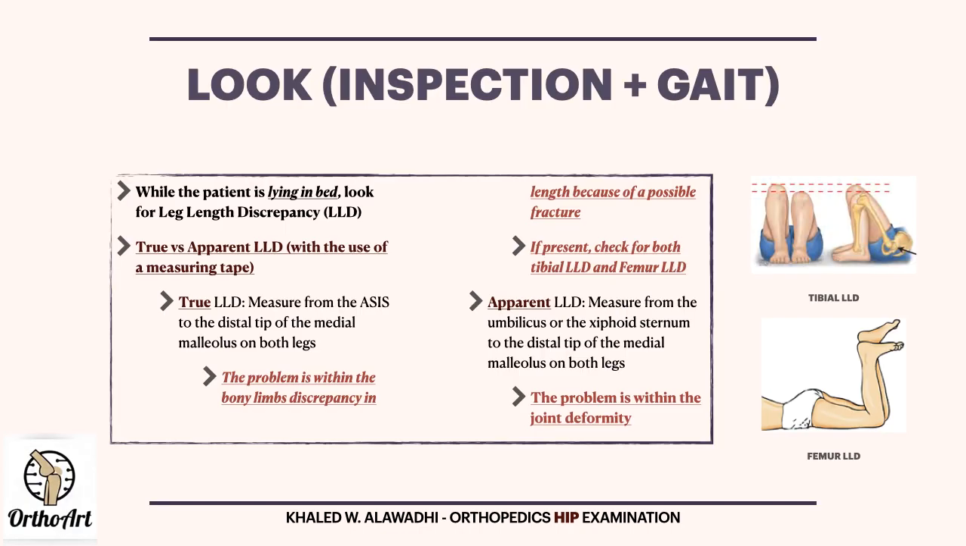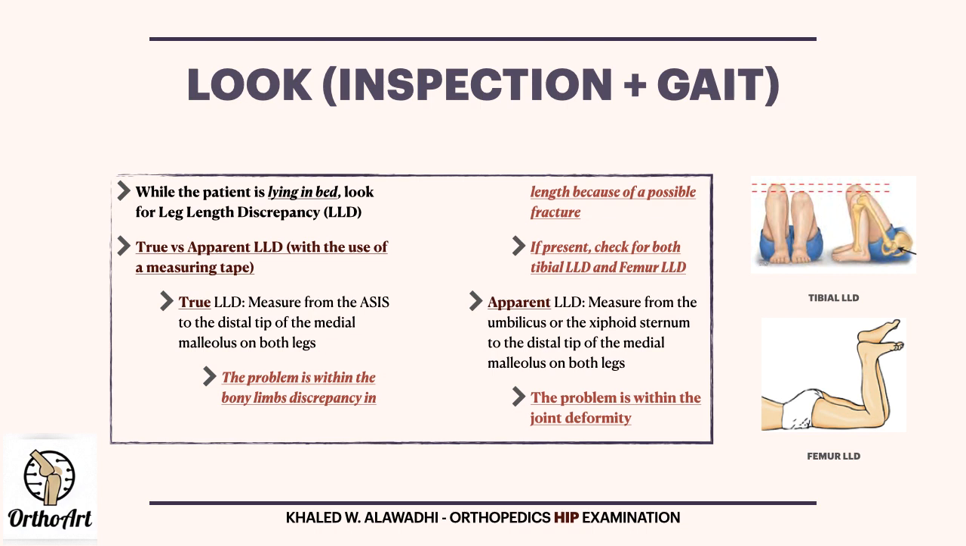Is it because of a fracture? If yes, you do a toe test, which checks for tibial LLD. You ask the patient to flex the knees, and the calcaneus bone should be as close as possible to the buttocks. If both of them are at the normal level, this is normal. However, as shown here in this picture, if one is shorter than the other, it means the shorter leg has the problem, which is evident here.